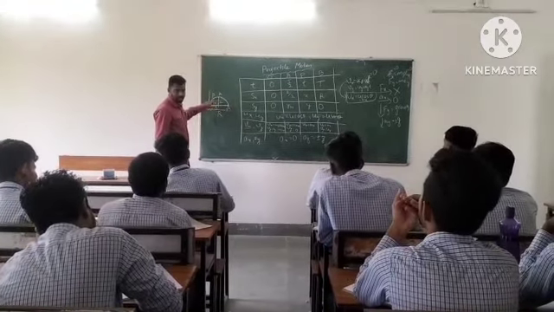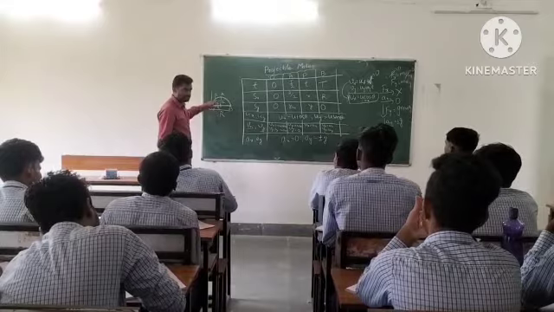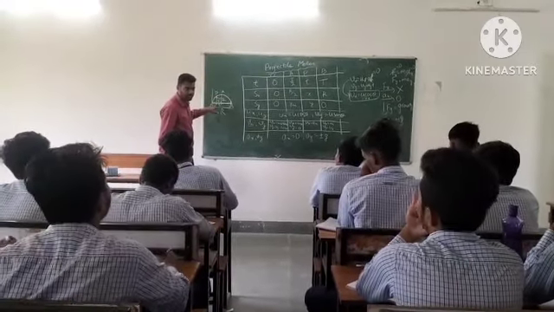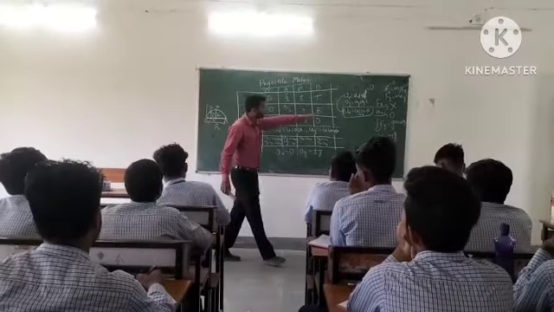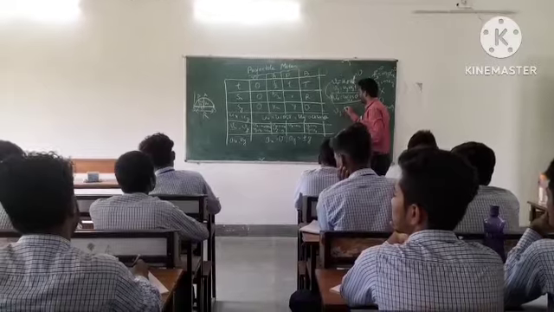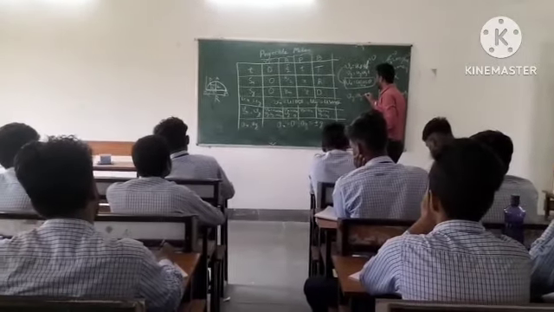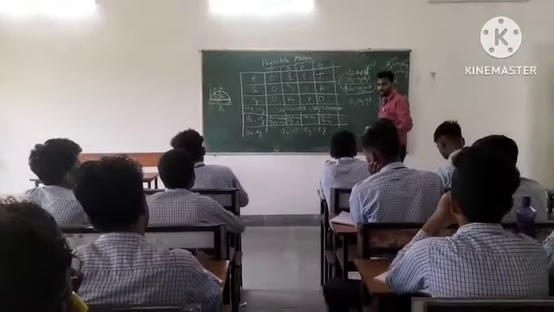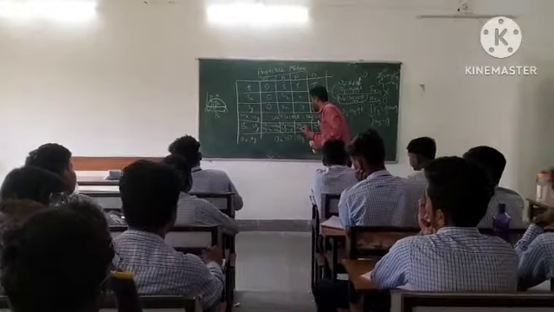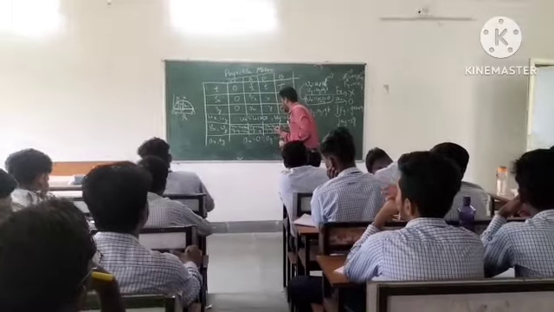P is an intermediate point. It will have an in-between value. What is that value? We have calculated it from this point. vy will be uy minus gt. vy will be uy minus gt.